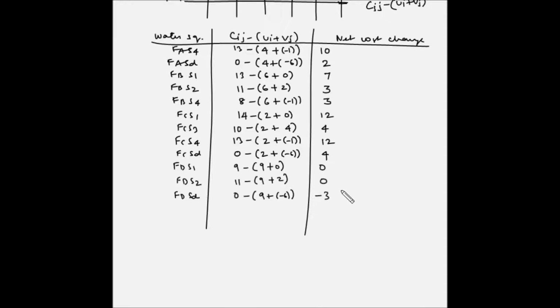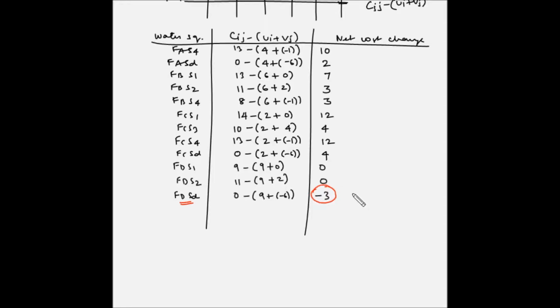But if any of the values is negative, that means that there is further scope of improvement of the total cost. So here we have one square which has a negative net cost change. The square is FDSD. So this means that the optimal solution has not yet been reached. So now we'll have to iterate towards optimality.